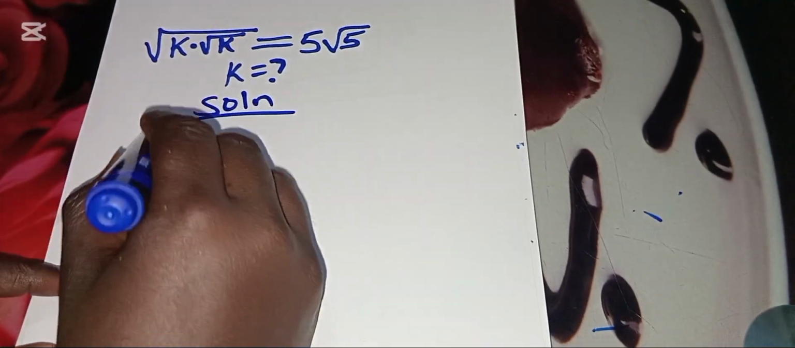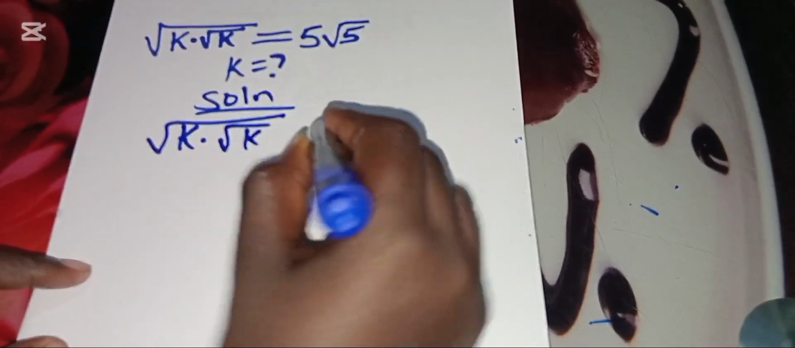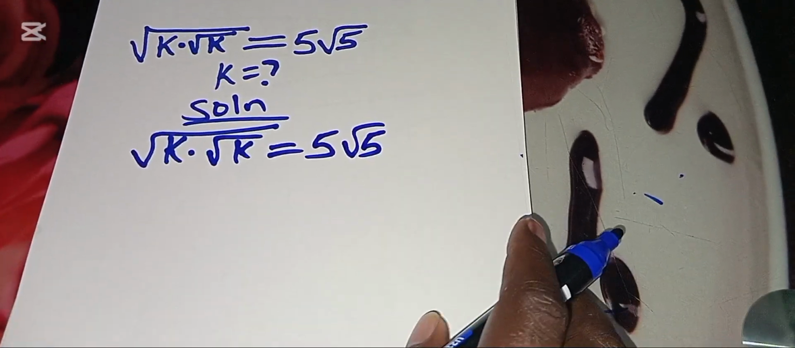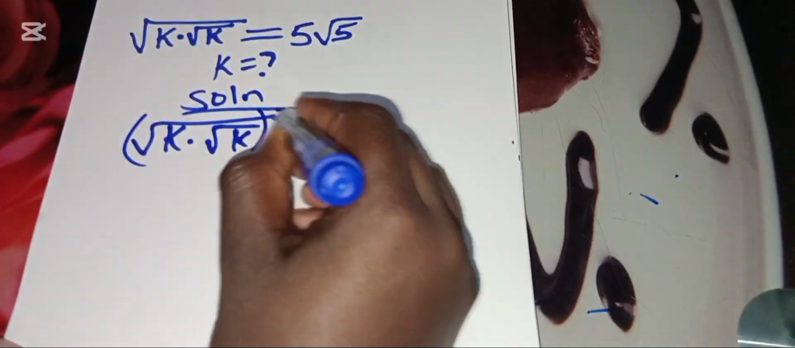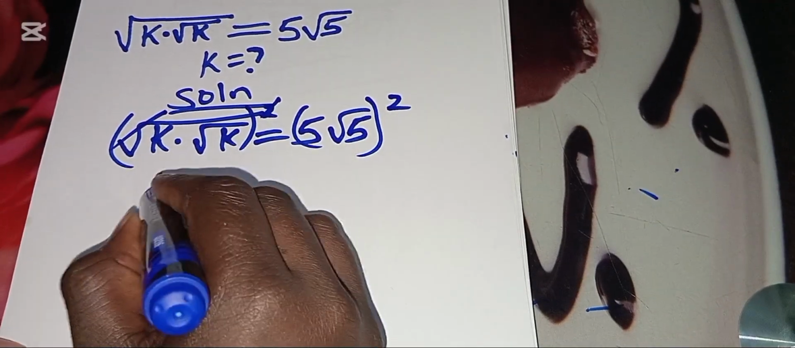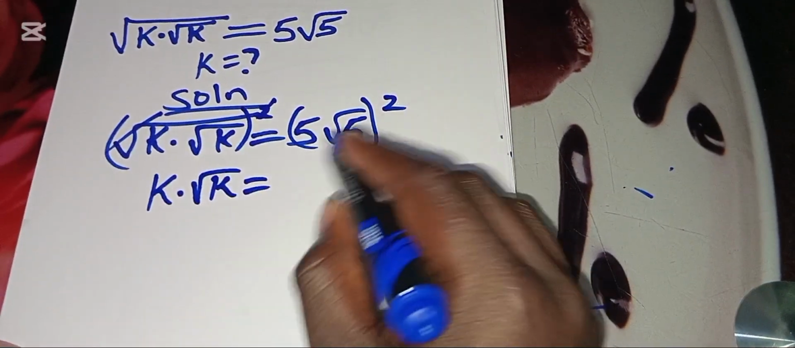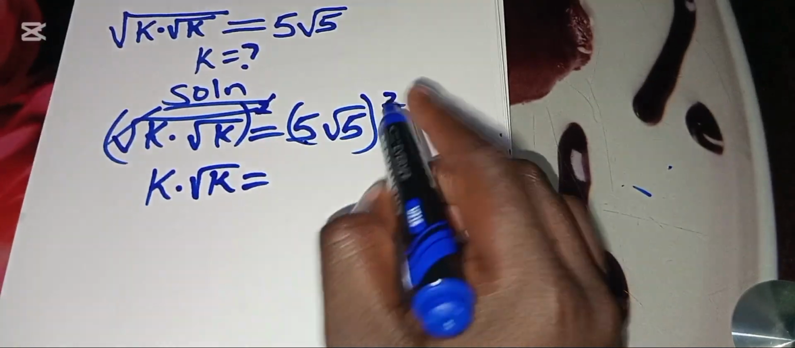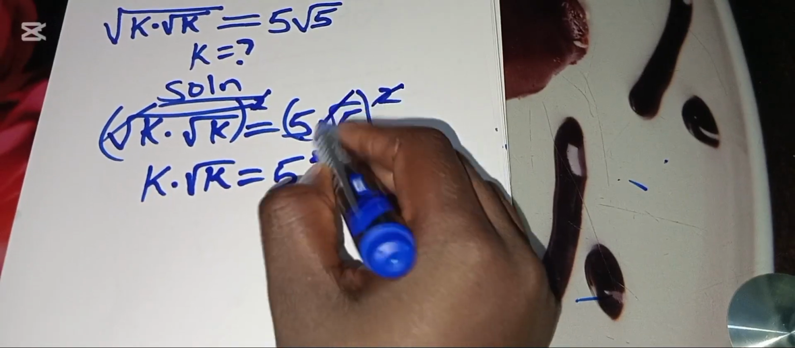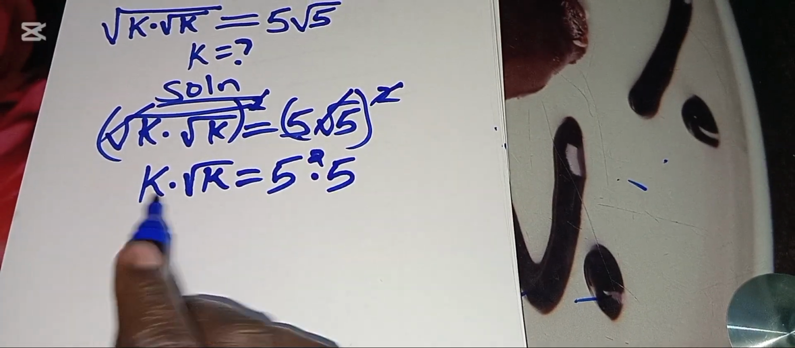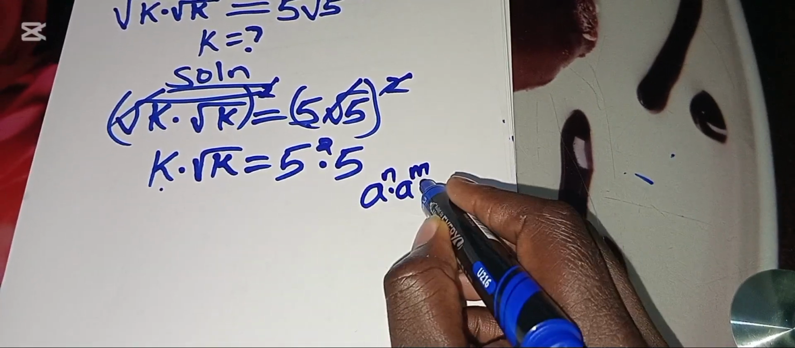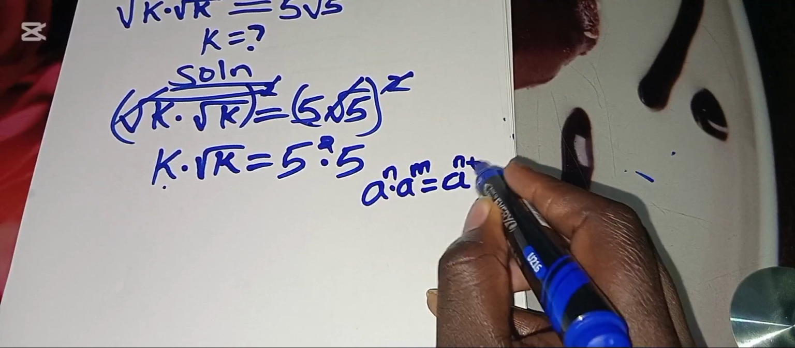So we have the square root of k multiplied by square root of k. This is equal to 5 square root of 5. Okay, so we square both sides, so that we eliminate the first square root sign. Now if you square the right hand side, you'll have 5 squared multiplied by 5, because here we eliminate the square root sign. As you can see, if you have a raised to power n multiplied by a raised to power m, this can be expressed as a to the power n plus m.